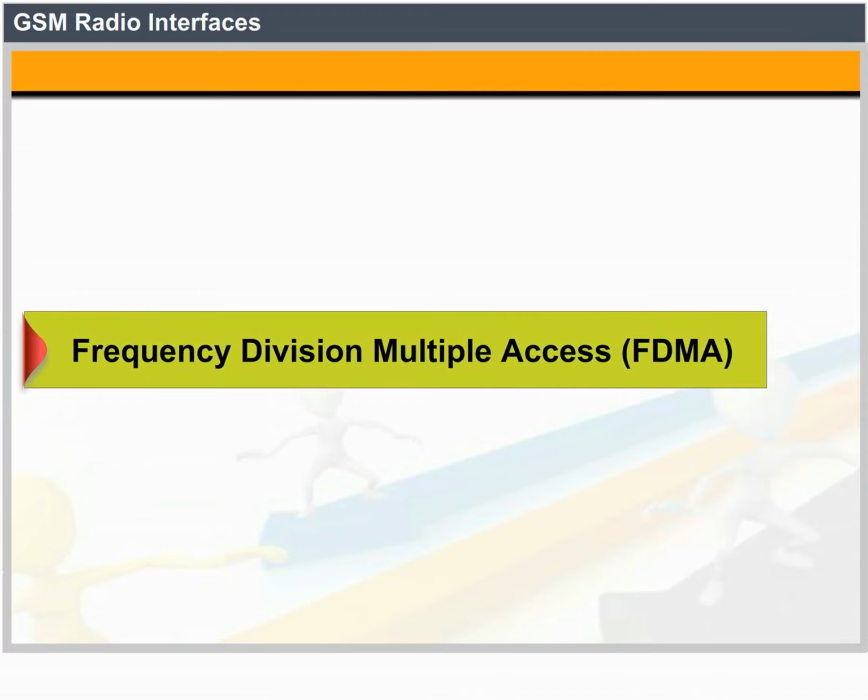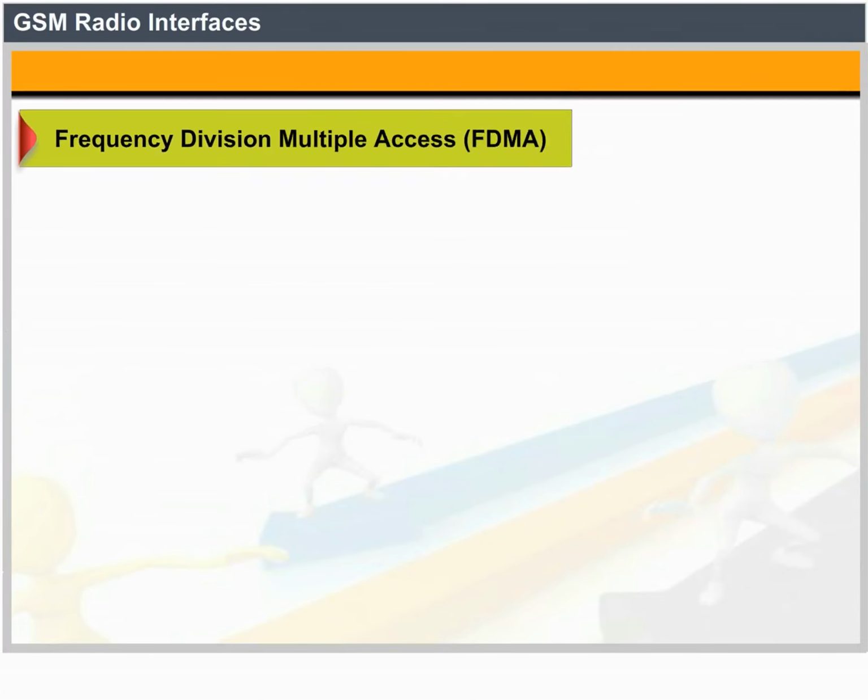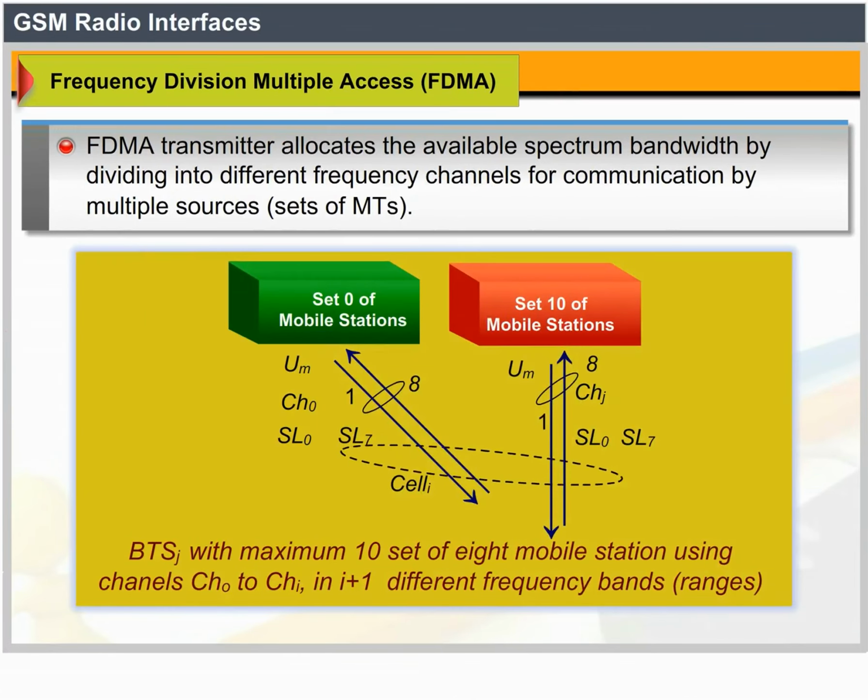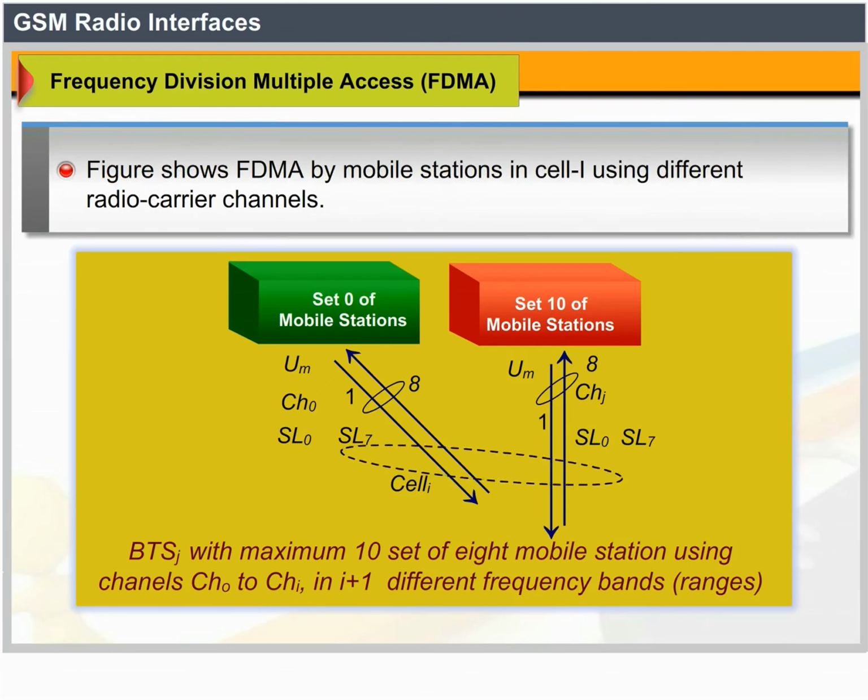Frequency Division Multiple Access, FDMA. An FDMA transmitter allots the available spectrum bandwidth by dividing it into different frequency channels for communication by multiple sources, sets of MSs. The figure shows FDMA by mobile stations in cell I using different radio carrier channels.